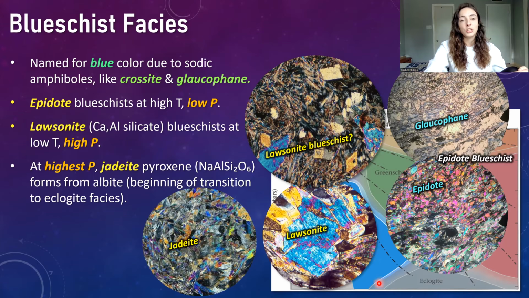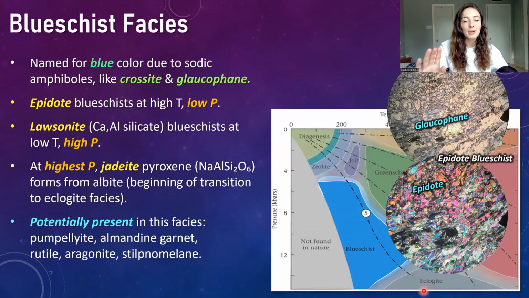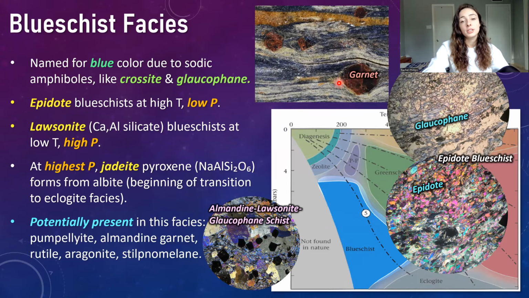At the highest pressure, though, at the very bottom of that blueschist region, we have the pyroxene mineral jadeite, with its formula here, that forms from albite, the sodium-rich plagioclase mineral. And that's the beginning of the transition to the eclogite facies, which is the really high pressure facies at the bottom of this graph. But we'll talk about that facies after a couple of other facies. Potentially present in this blueschist facies among these other major minerals are pumpellyite, again, almandine garnet, as we can see up here in this blueschist and in the thin section at the bottom, and then rutile, which I have an example thin section picture of later, aragonite, and stilpnomelane.